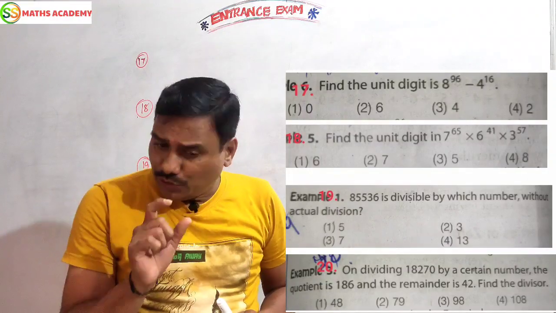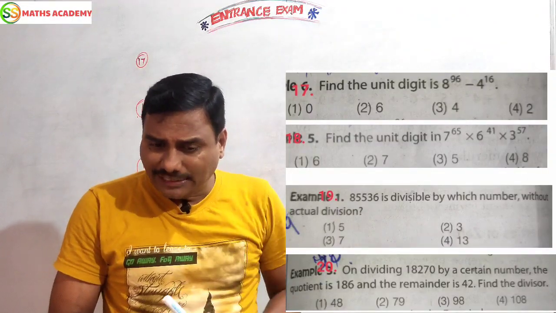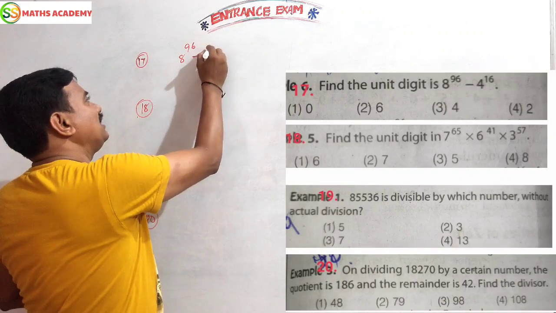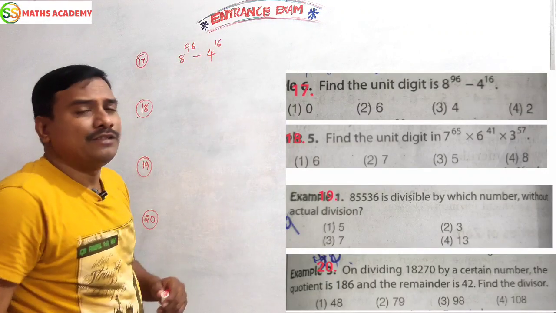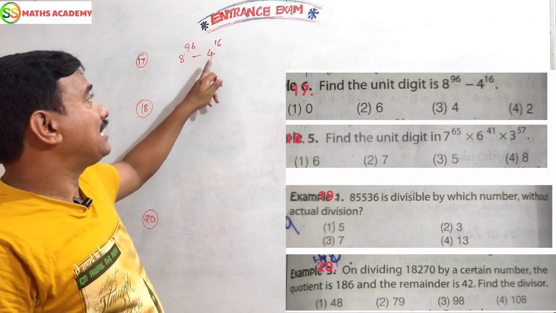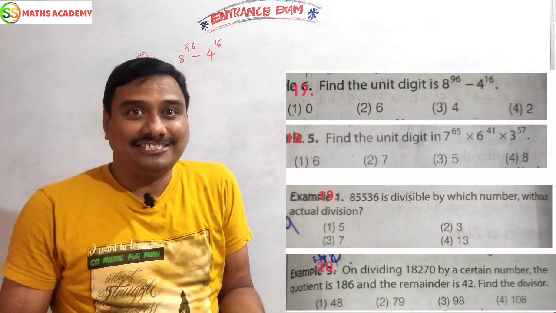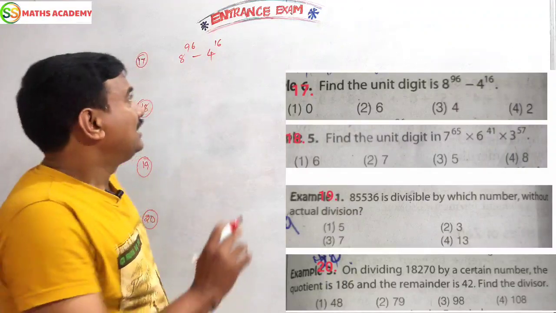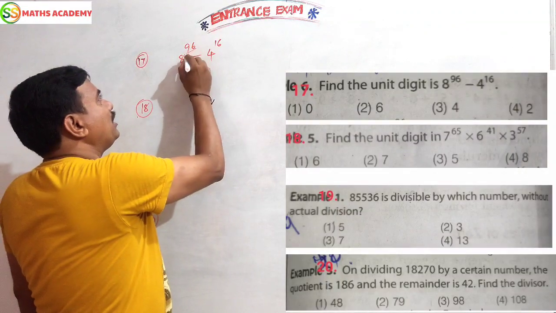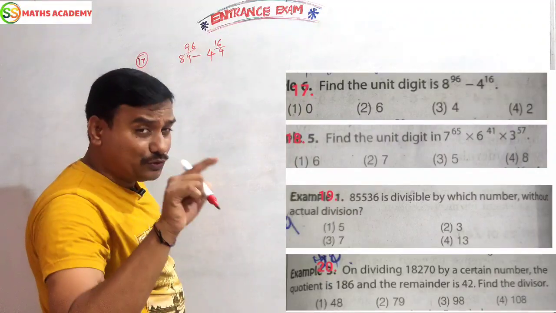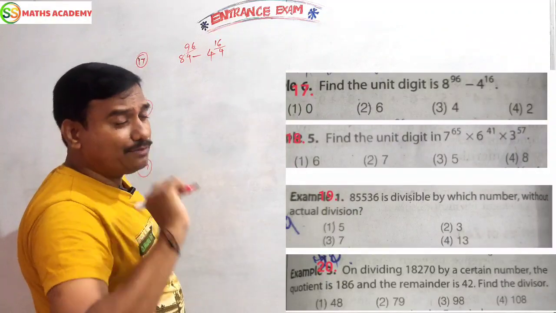The question is: find the unit digit of 18 to the power of 96 minus 4 to the power of 16. How can you solve this question? If you multiply 18 ninety-six times, 4 sixteen times, what is this? This is an entrance exam. We have to complete the answer within 1 minute. The logic is, this power should be divided by 4. When the unit digit is asked, the power should be divided by 4.